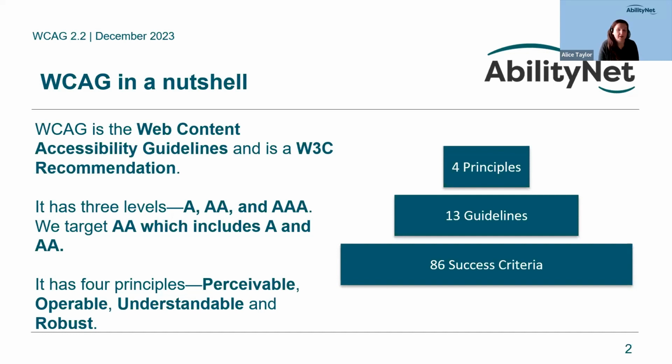And finally, robust. So this looks at, is it built to recognised standards? So does it work as expected? And are those standards being met? These principles are also split down into 13 guidelines, and the 2.2 requirement has 86 success criteria as part of that.